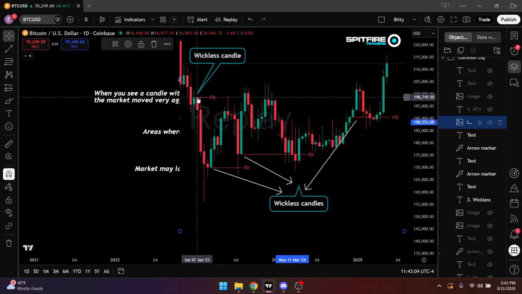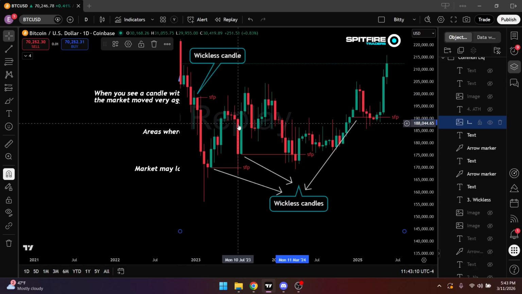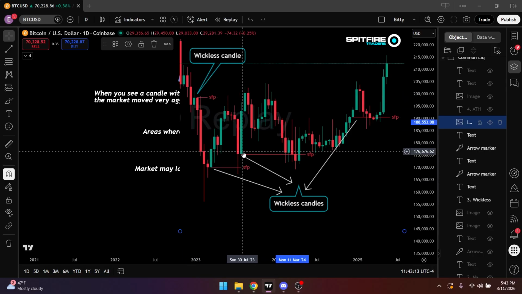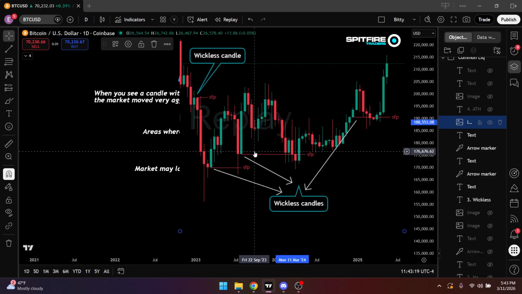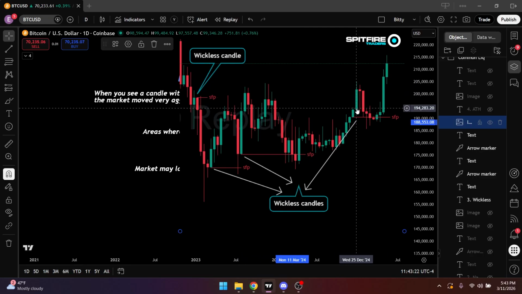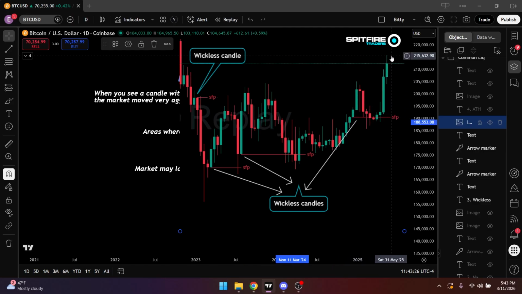Every time we see a wickless candle, price goes and takes the liquidity above or below it. Same thing happens here on the low. Again, wickless, price goes up, but then comes back and takes the liquidity of the wickless candle. Here we have 2 wickless candles, price comes down, takes both of them, and then continues the move.